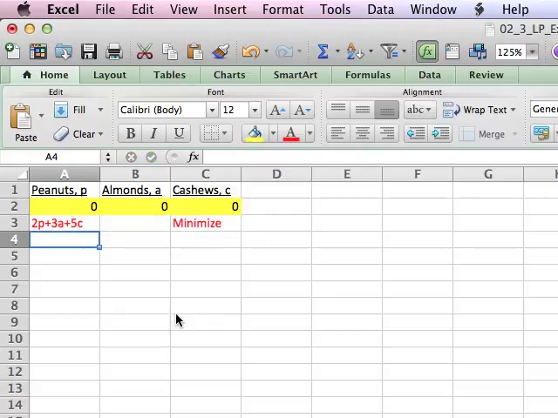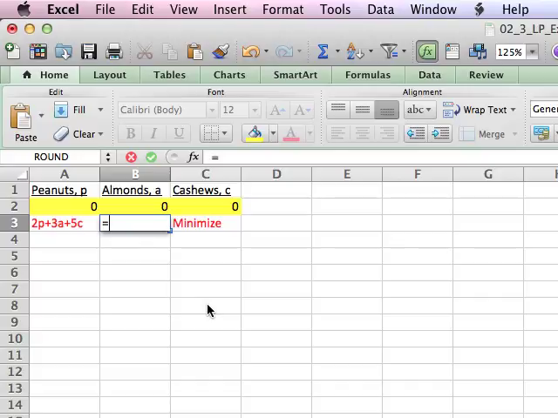And I already had coded those cells to be red, so if you want yours to be red, you can just click on them and then use this little button here to make it red. So in between these two red cells, I'm going to type in that expression in a way that Excel can understand. So I'm going to do 2 times number of pounds of peanuts plus 3 times pounds of almonds plus 5 times pounds of cashews.